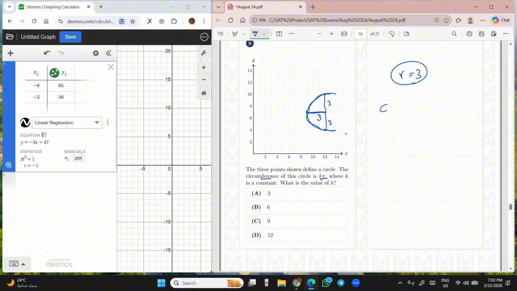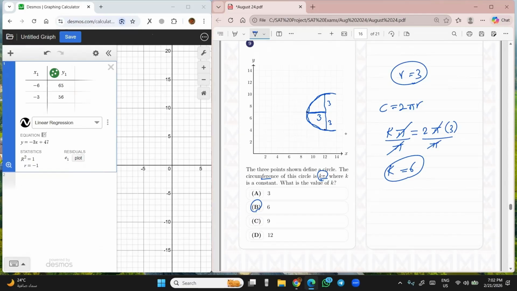And we know that the circumference is equal to 2 pi r. And we already have the r. So r is equal to 3, and c can be replaced by this. So k pi is equal to 2 pi times 3. We can divide both sides by pi to get the value of k. And then we cancel these, and k is equal to 2 times 3, which is equal to 6. So we choose the 6 here to be our answer.